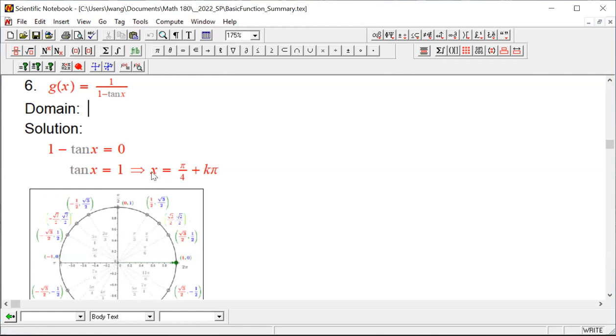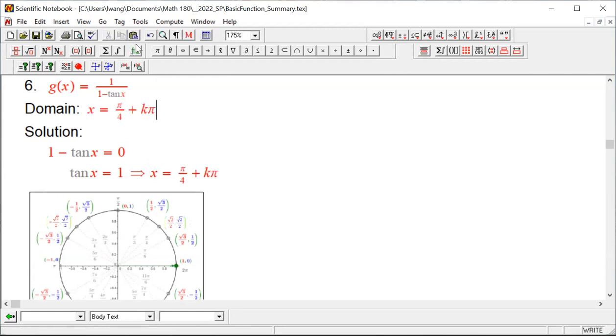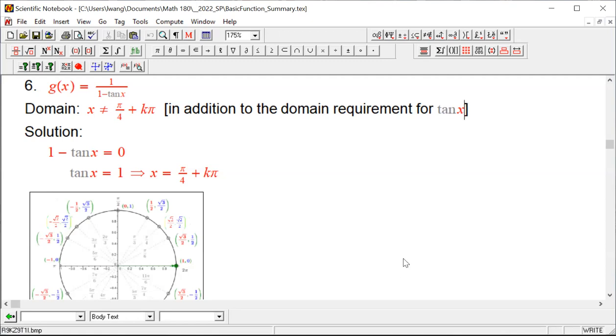The domain would be x can be any real number except those, but that is in addition to the domain requirement for tangent. When we're doing this, obviously we're doing this in the domain. All right, so let's see. So we have a tangent.